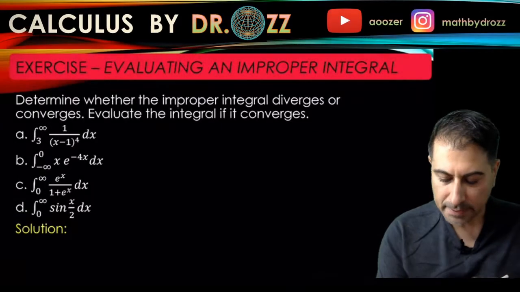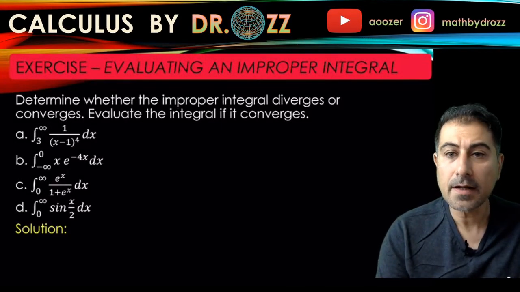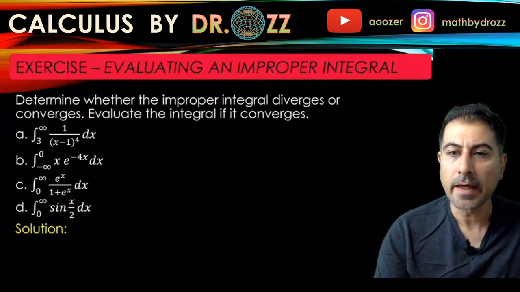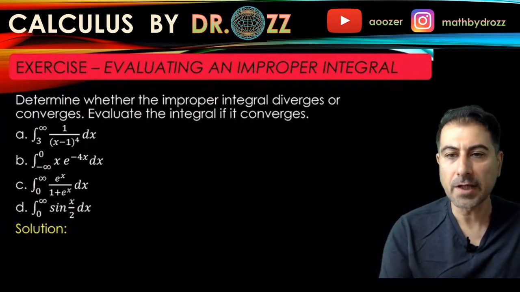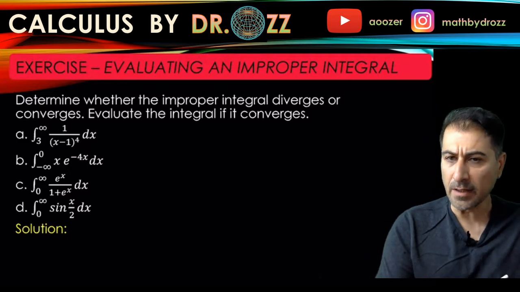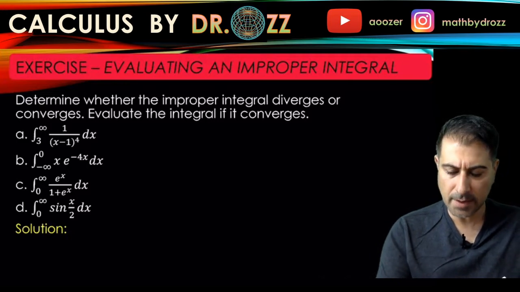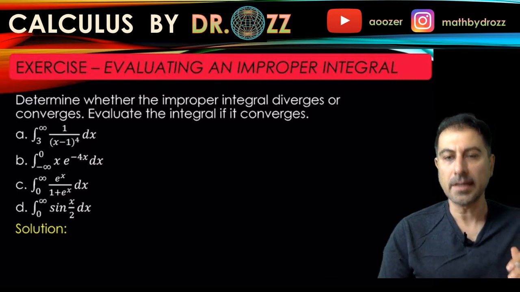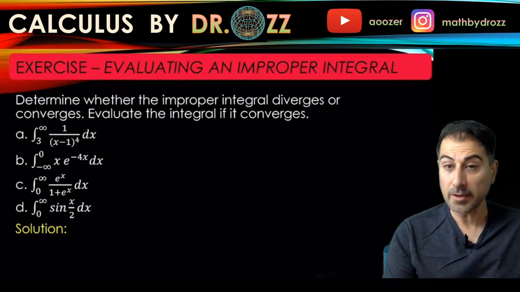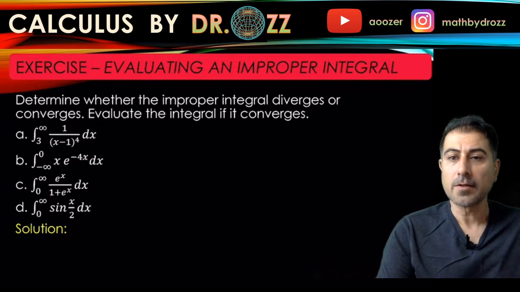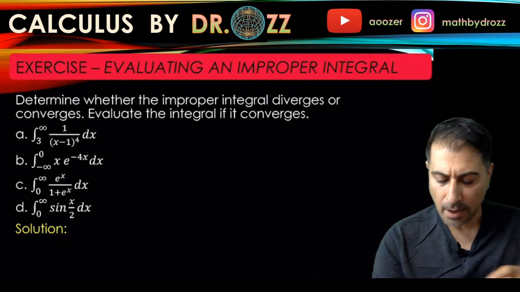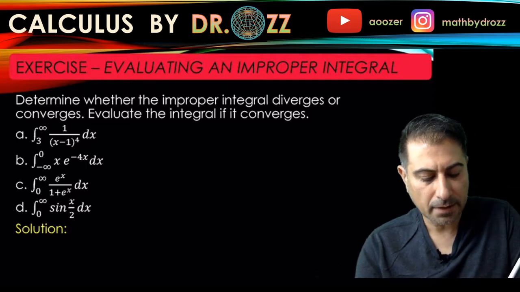All right, let's start with part A. We have 1 over (x minus 1) to the fourth, and the interval of integration is 3 to infinity. I can see that this is an improper integral because one of the limits of integration is infinity. And the function is continuous. The function doesn't have any problem within the interval of integration.